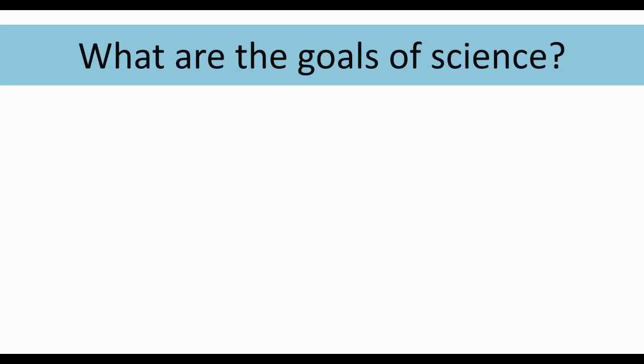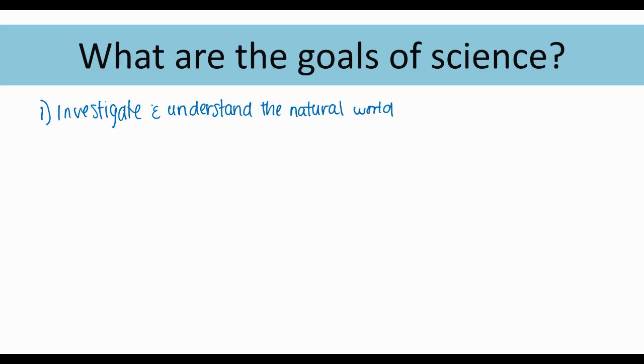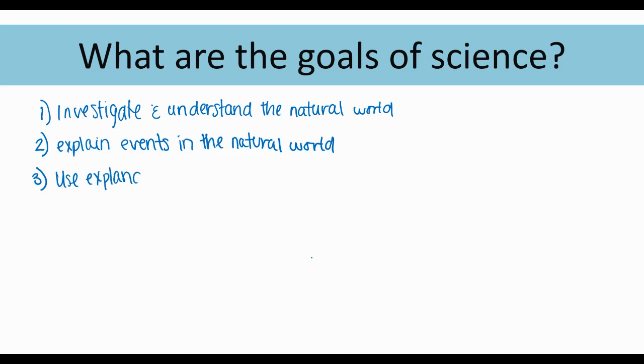The goals of science are going to be three of them. So the first goal of science is to investigate and understand the natural world. Okay. The second goal is to explain events in the natural world. Our third goal is to use explanations to make useful predictions.